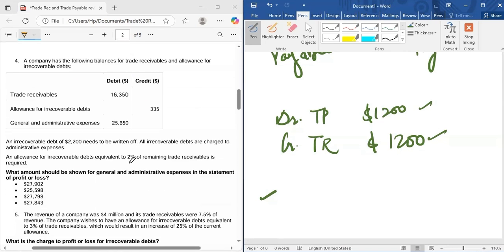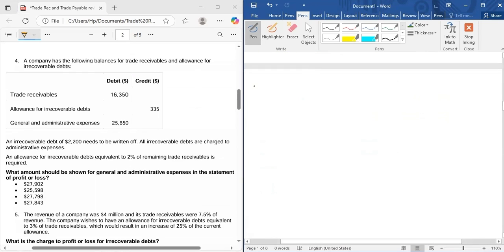Now let's move on to the next question. Question number 4. A company has the following balances for trade receivables and allowance for irrecoverable debt. Trade receivables were $16350, allowance was 335, and general and administrative expenses were 25650. An irrecoverable debt of $2200 needs to be written off.